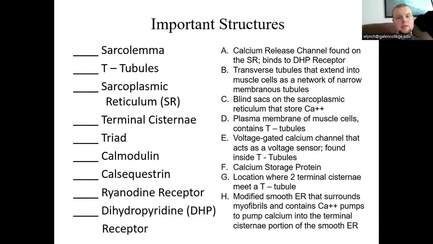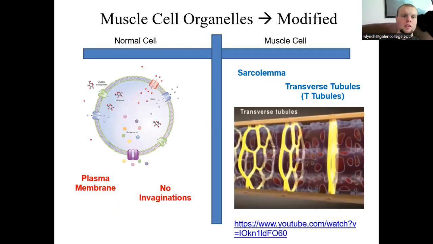Ryanodine receptor is going to be inside of the T tubules, and the DHP or dihydropyridine receptor is going to end up being the calcium release channel. So here's our normal cell. We have ion movement back and forth. Here's our muscle cell. All right, let's go ahead and watch a short tutorial on that.